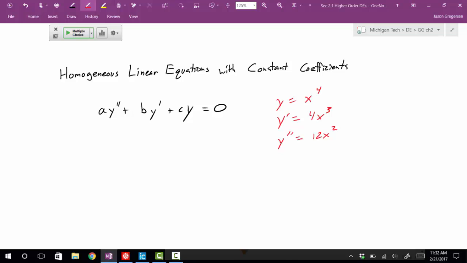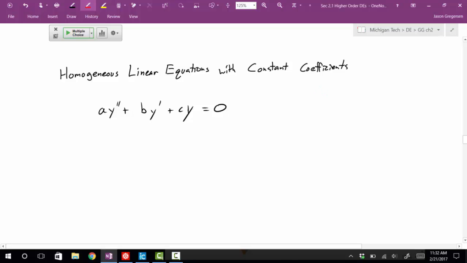Doesn't work like that. So what this is saying is that whatever that y function is, it has to be a kind of function where the derivatives look kind of like the function. What kind of function is that? Exponential function.